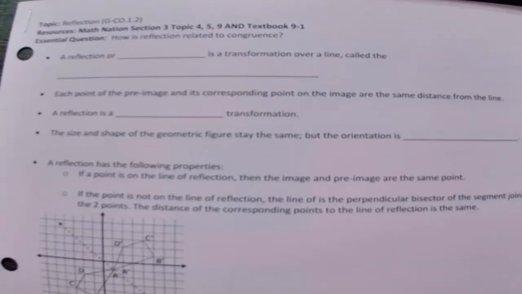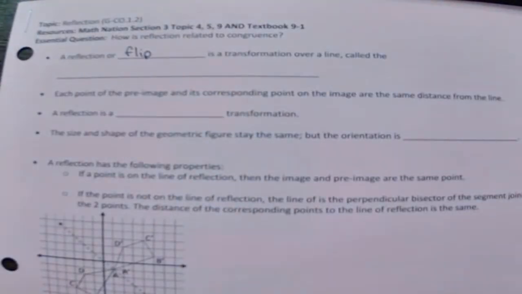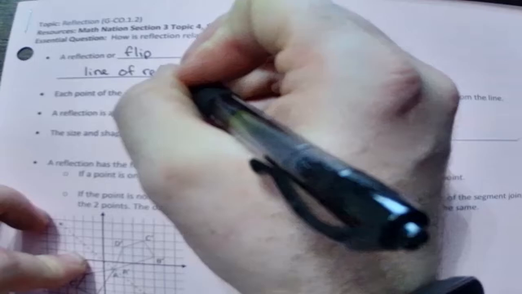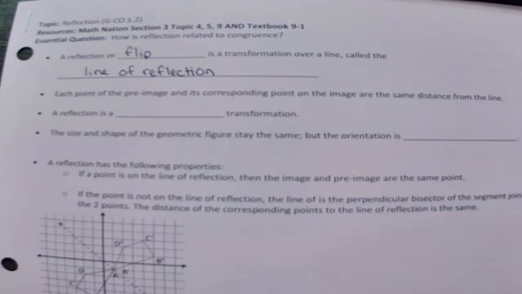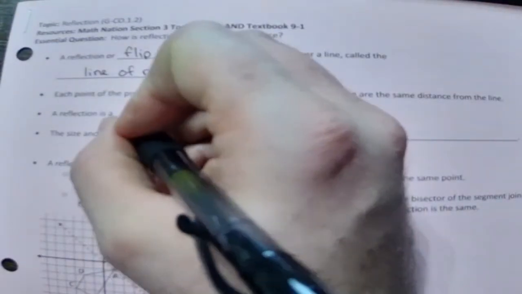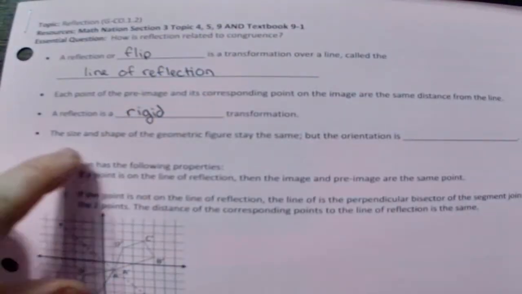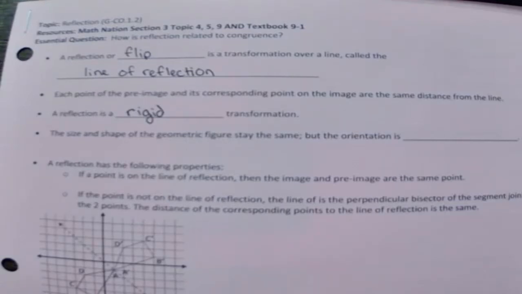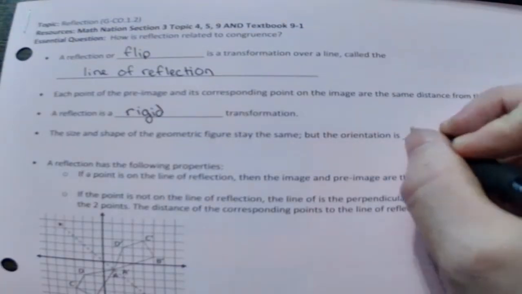So a reflection, or flip, because that's what a reflection does, is a transformation over a line called the line of reflection. Really creative by the person who called it this. Each point of the pre-image and its corresponding point on the image are the same distance from the line. A reflection is a rigid transformation. Since the size does not change, it is rigid. The size and shape of the geometric figure stay the same, but the orientation is flipped.